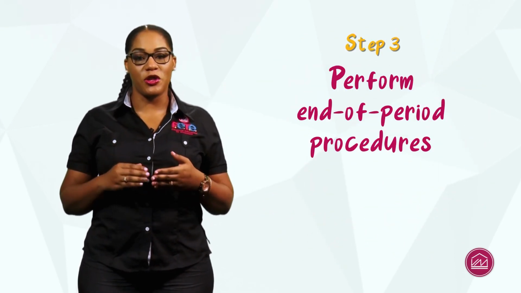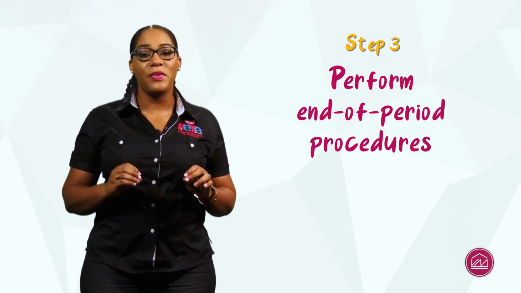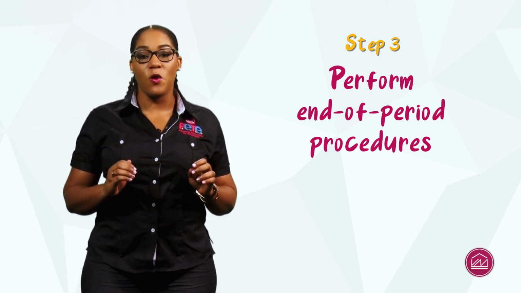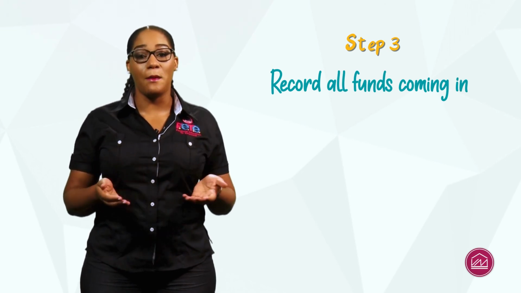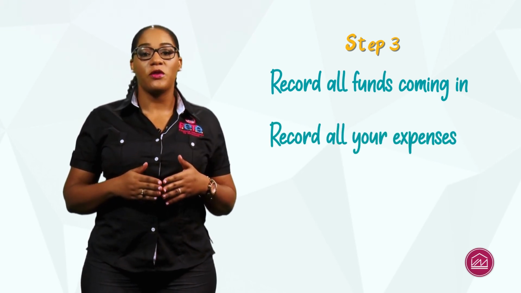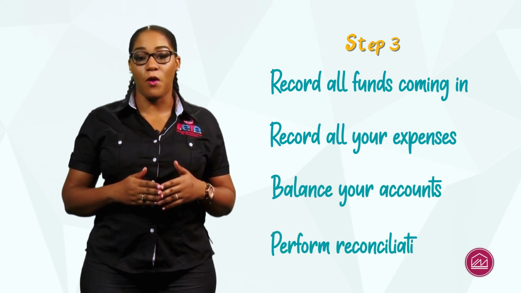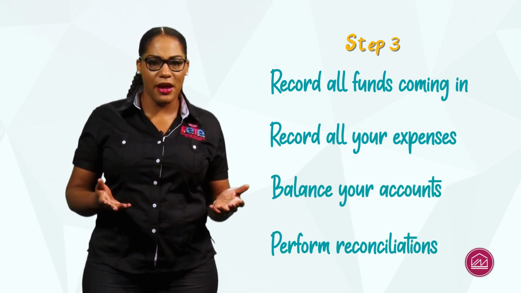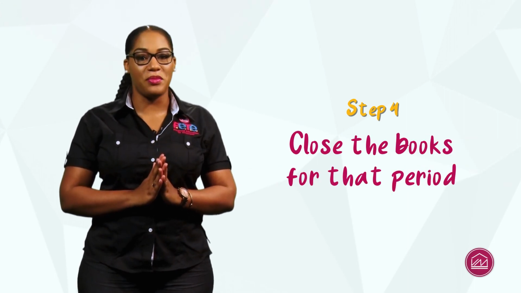Step 3. Perform end-to-end procedures. This means that perhaps at the end of every month, you ensure you have a record of all funds coming in and all your expenses so that you can balance your accounts and perform reconciliations. What do we mean by reconciliation? Reconciliation means you ensure all your records agree. When you check on money coming in and going out at the end of each period, you should be able to account for everything. Step 4. Close the books for that period.